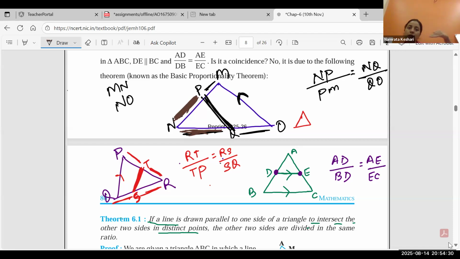NP, PM. There also NQ, then QO. Don't take QO by NQ. Getting it? Yes, ma'am.